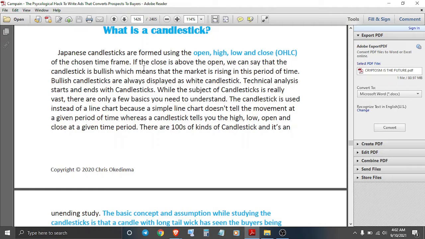If the close is above the open, we can say that the candlestick is bullish, which means that the market is rising in the period of this time. Now, candlesticks are patterns or candles that show us the time frame in the market, or how in a particular time frame what occurred in the market.